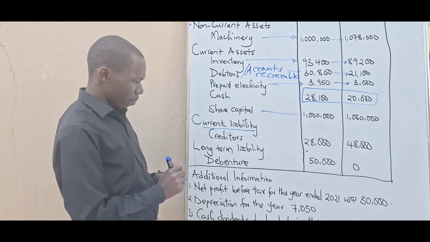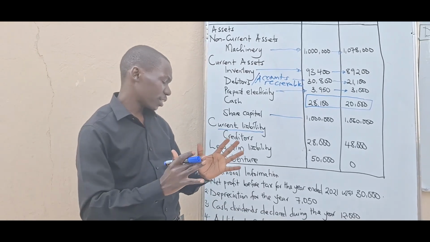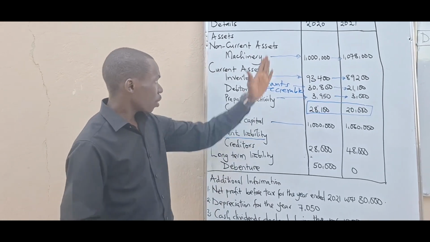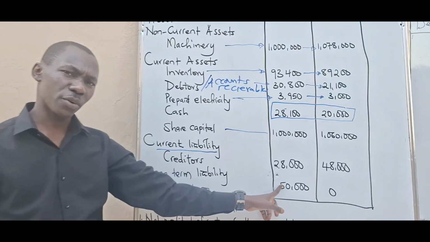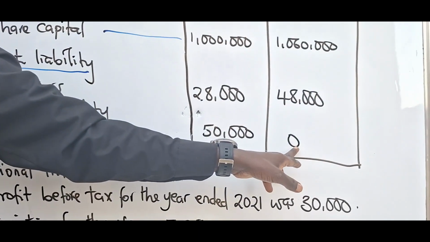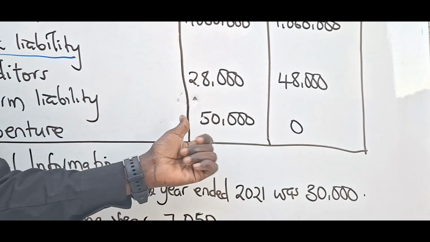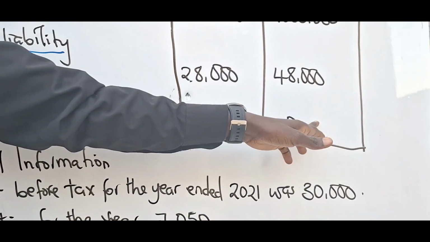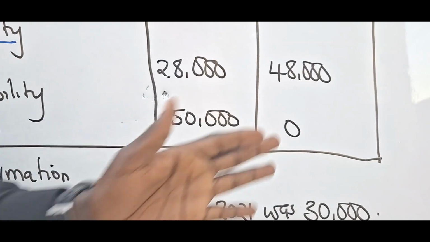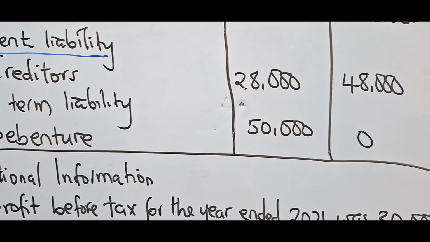Then under longer term liabilities, we have things like loan, debenture. When you look in 2020, it was 50,000. Crossing to 2021, it is 0. What does it mean? It means this debenture was cleared, was paid. That's why in 2021 it was 0, meaning money was spent. We have some cash outflow there.